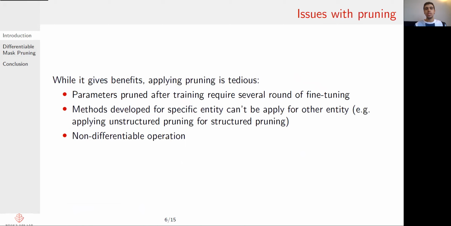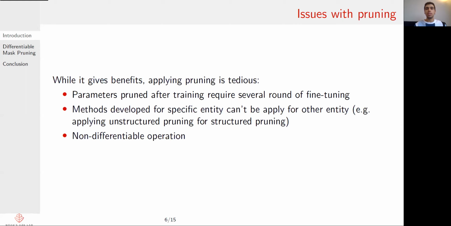While pruning is interesting, it's very tedious in practice to apply it. One of the main reasons is that the pruning happens after the network has been trained, and obviously it was not meant to be pruned. Therefore, a huge gap happens, and we need to do a lot of rounds of fine-tuning to reduce the accuracy gap. Sometimes we are not even able to do so.